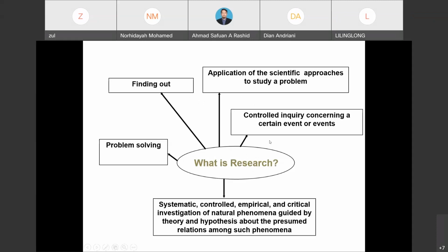So as we have discussed previously, research is a systematic, controlled, empirical, critical investigation of natural problems guided by theory and hypothesis about the presumed relation among such phenomena. It requires us to provide problem solving, and from the problem solving we come out with the findings. So it is the application of the scientific approach to study a problem, a controlled inquiry concerning a certain event or events.